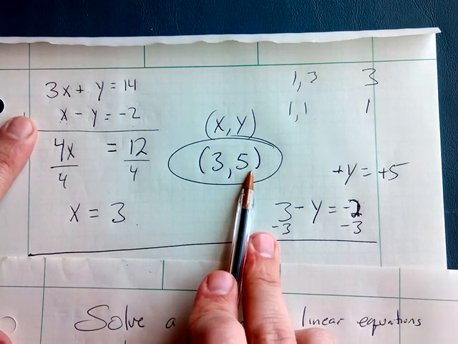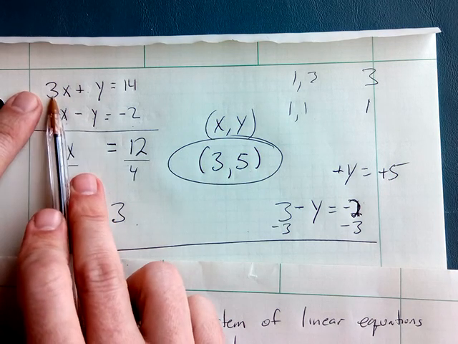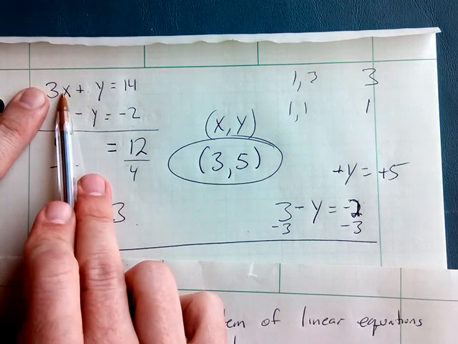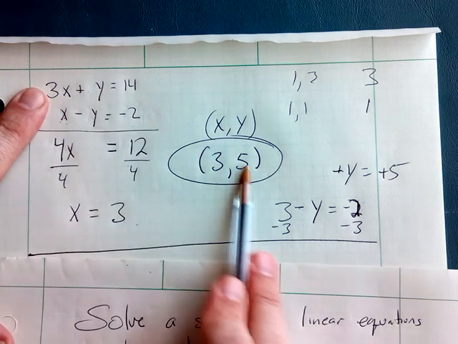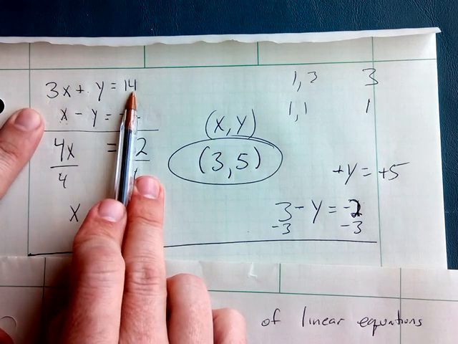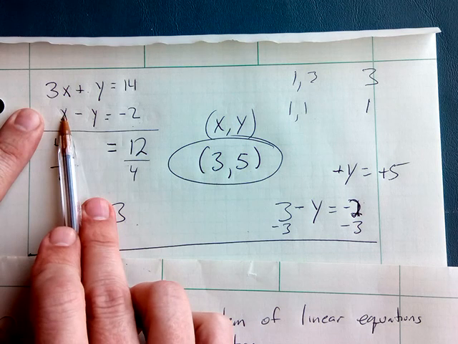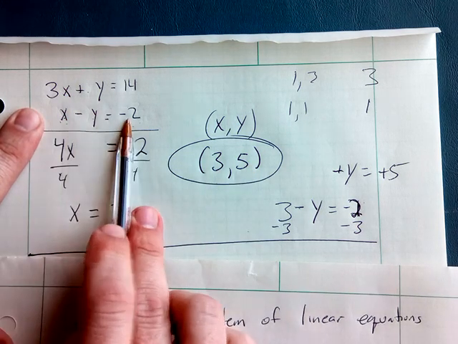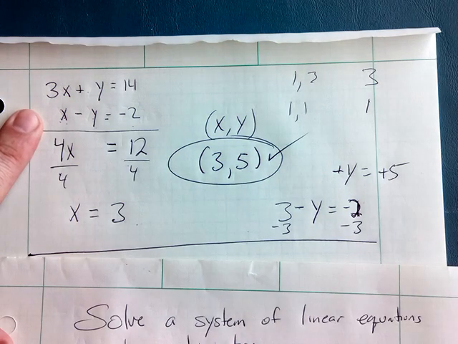Now again, I'm going to check by going: is 3 times 3, because that's what x is, it's 3 times 3, which is 9, plus y, which is 5. Is 9 plus 5 14? It is. Is 3, because that's what x is, minus, what's y? 5. Is 3 minus 5 negative 2? It is. So that is the correct solution.